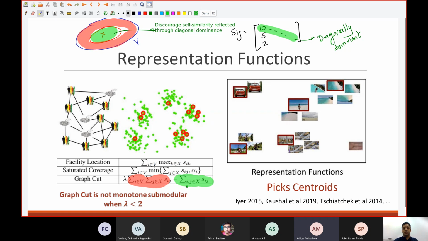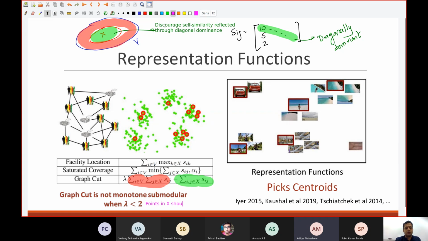Okay. So you don't want to totally suppress self similarities, that's what it's saying, right? Points in X should represent themselves well, but not more than they represent the points in V. So you can put that as a simple message, right?